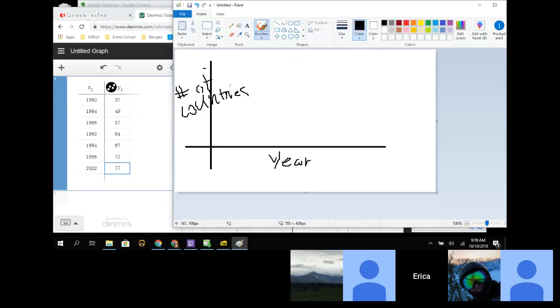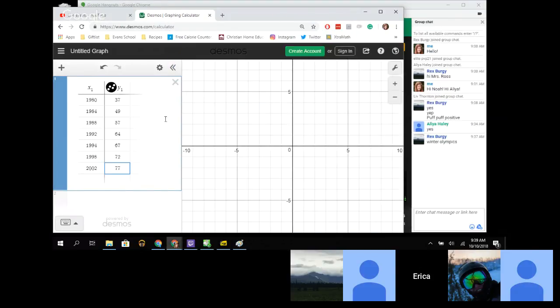Okay. And then we could graph the data, right? In 1980, we had 37 countries. And obviously, we would make our scale a little bit better. In 1984, we had 49 countries and so on. So you can manually plot your data, right? You can also use a tool to plot your data. Well, I did put this in Desmos, but you're like, I don't see it.